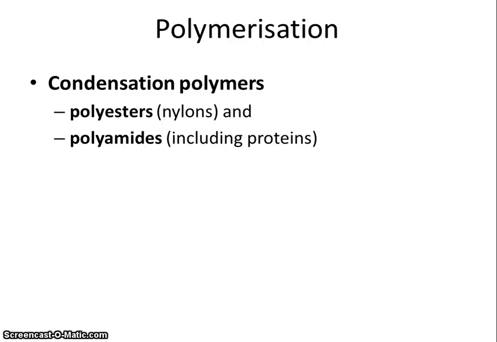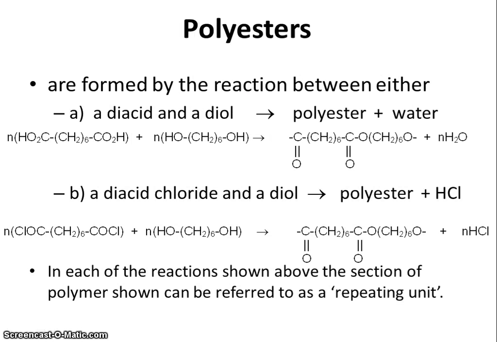So those of you who are in biology, this is going to be real boring, but from a chemistry point of view. Okay, so polyesters are obviously going to have ester linkages, and polyamides are obviously going to have amide linkages. Okay, so polyesters.